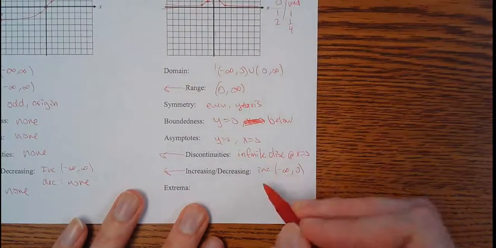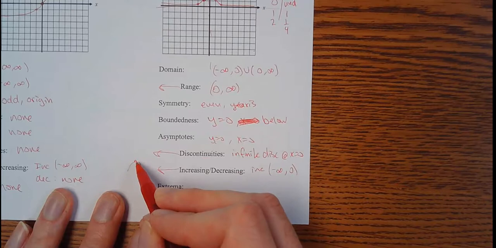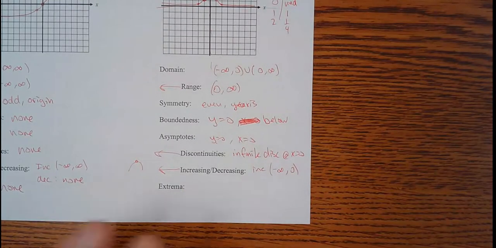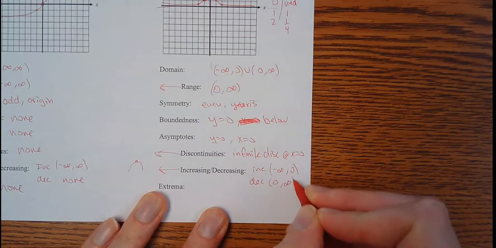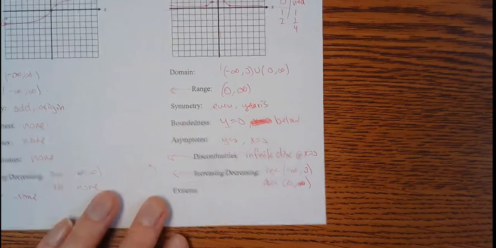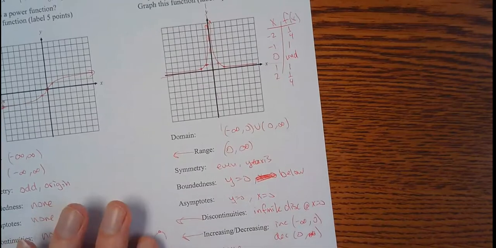If it were a maximum point like this, at that point it's increasing and decreasing. But this is an asymptote, so it's not increasing at 0. It's not decreasing at 0 because it's not defined at 0. And then decreasing from 0 to infinity. And then the extrema, there's no minimum, no maximum, so none. Okay, so none.